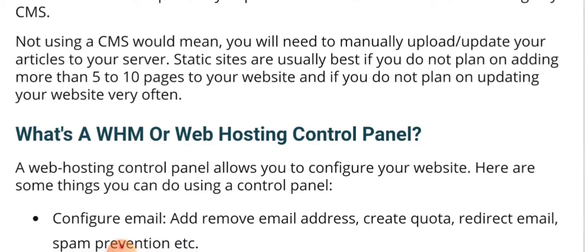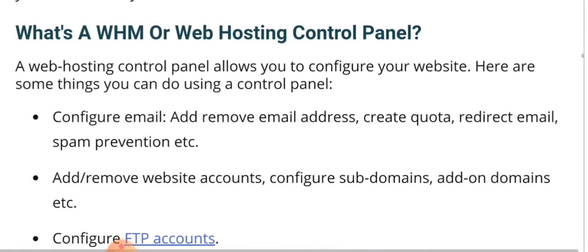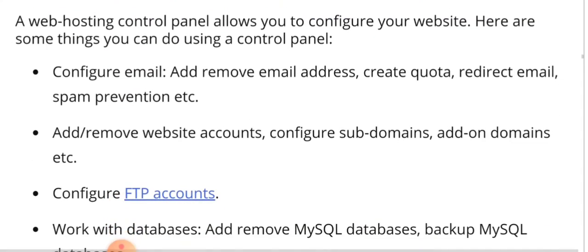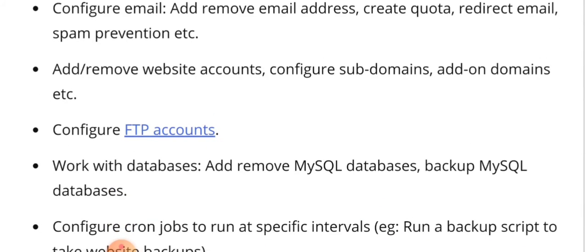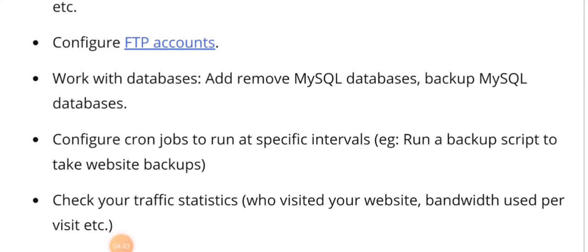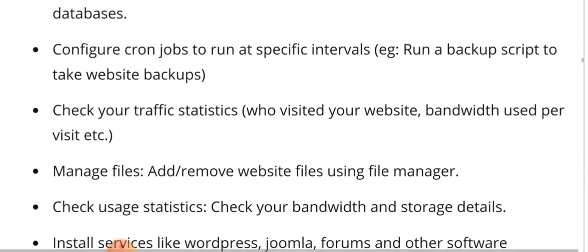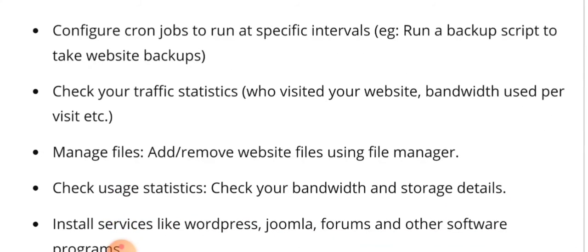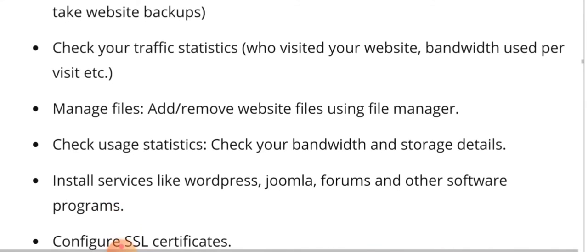A web hosting control panel allows you to configure your website. Number 1 is configuring email, wherein you need to add or remove email addresses, create quotas, redirect email, spam prevention, etc. Number 2 is to add or remove website accounts. Number 3 is to configure the FTP accounts. Number 4 is to work with databases, and number 5 is to configure cron jobs to run at specific intervals. Number 6 is to check the traffic statistics, and number 7 is to manage the files, to add or remove website files using the file manager.